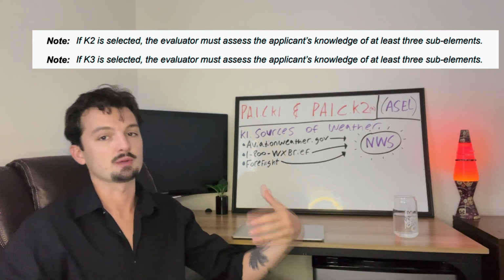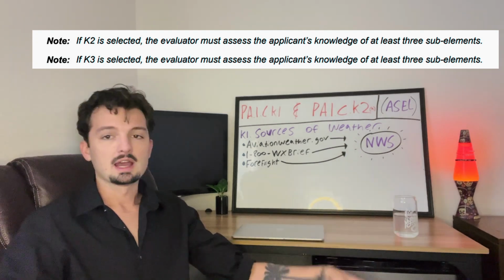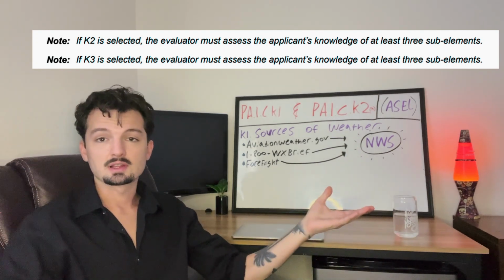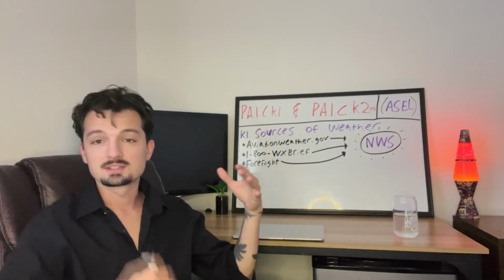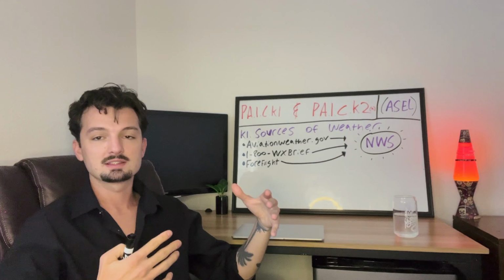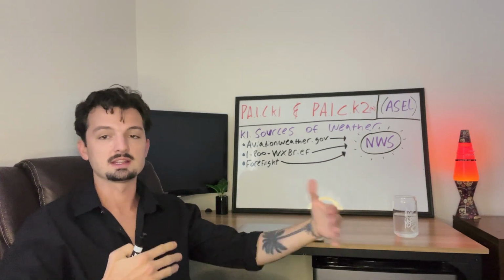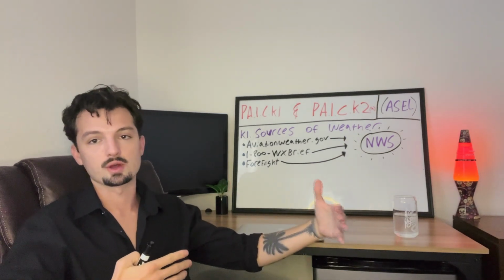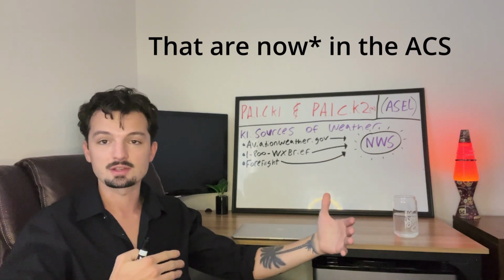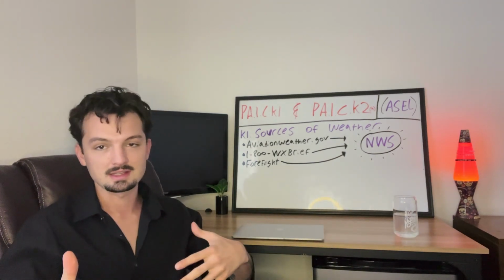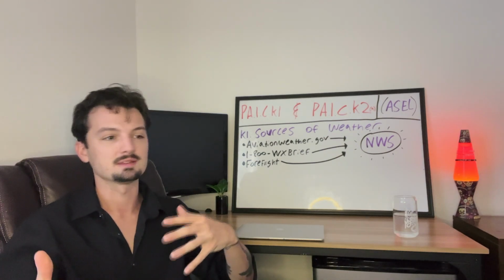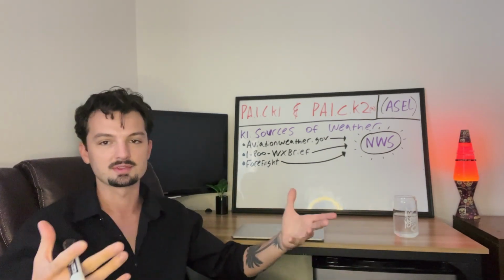examiner has to ask you about 3 of the categories. And then the second note says if K3 is selected, then you have to talk about 3 of the categories from K3. And I would say this is a good change of format for the ACS because before it didn't actually mention some of the weather products that are in the ACS. So if an examiner asked a student about it and they didn't know, technically that's not in the ACS, but it's like, how do you not know this type situation?